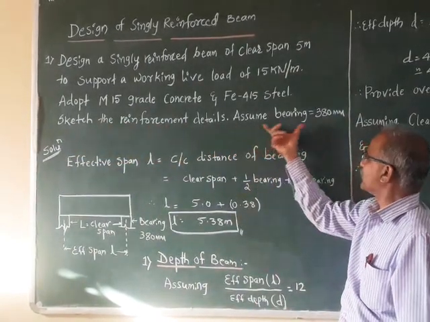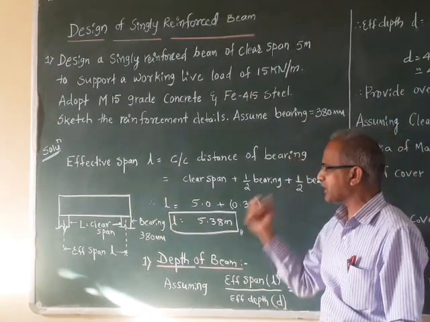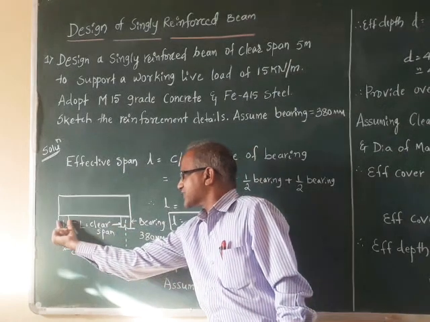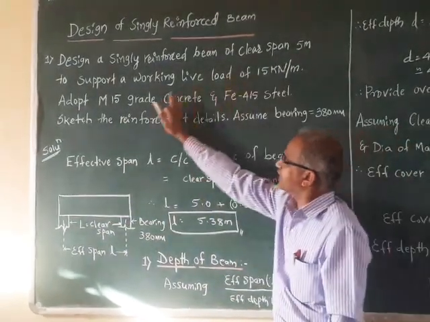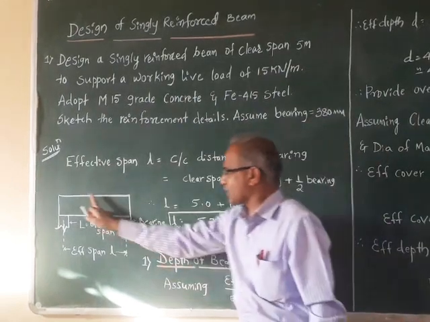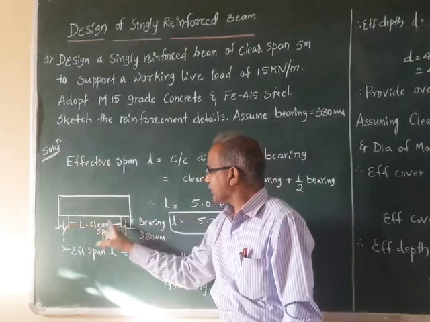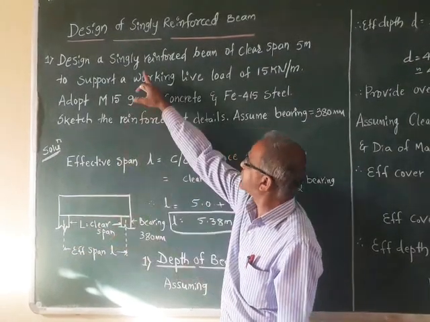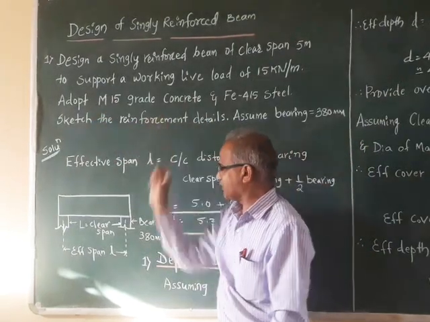And for this, you have to assume bearing is equal to 380 mm. Bearing is nothing but the support. Whatever you are seeing, this support is nothing but a bearing. So with this data, let us draw a sketch. This is the longitudinal section of the beam. This is a simply supported beam, as it is given a singly reinforced beam.